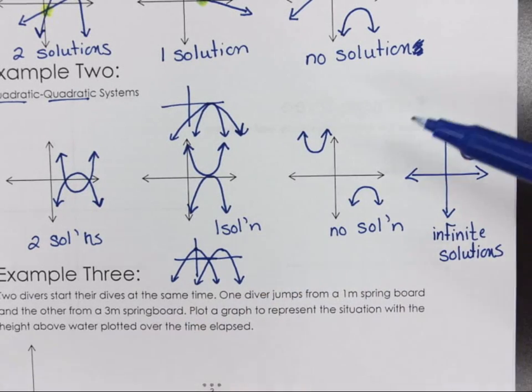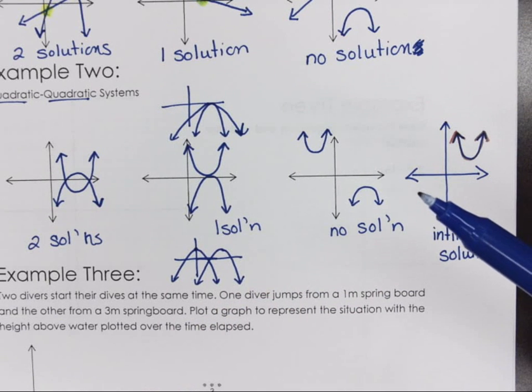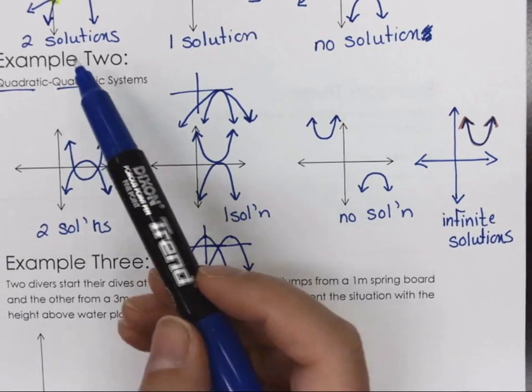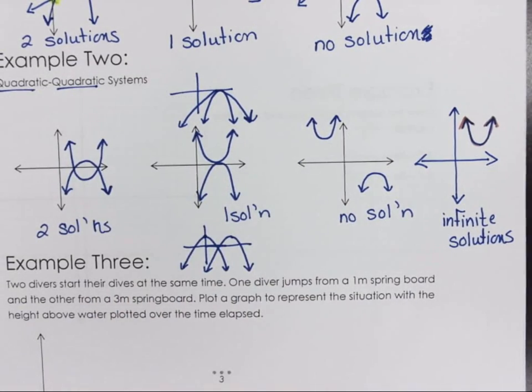So can somebody explain to me why I don't have infinite solutions in linear quadratic? They're two different shapes. It's the most obvious thing. I can't have a linear, because it's a straight line, have all the exact same points as a parabola, right? They're two different shapes. So the only place that infinite solutions can happen is when the shapes are the exact same. And yes, you can have a linear system. We're just not going to deal with them here. Okay, so you can have that.